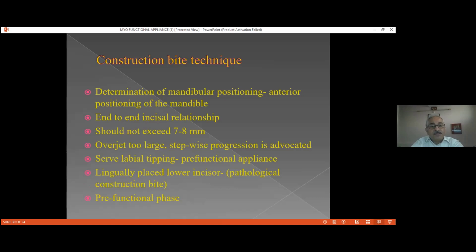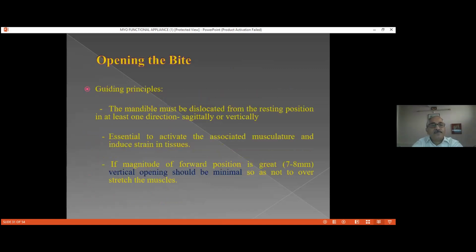Now, severe labial tipping before functional appliances is preferably corrected by removable appliances before giving a functional appliance. Lingually placed lower incisors are uprighted and then the functional appliances should be given. These are all pre-functional phases, which should be practiced before the construction of a bite is done for a functional appliance. Now, opening of the bite.